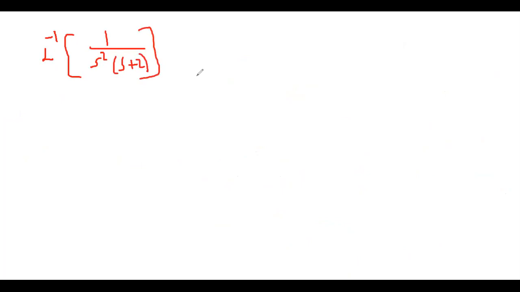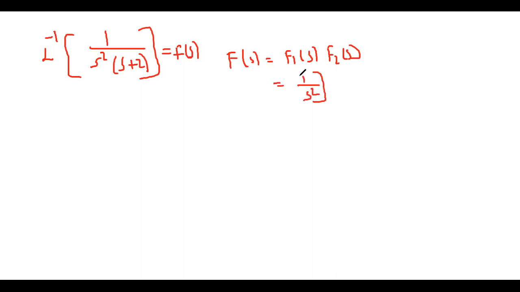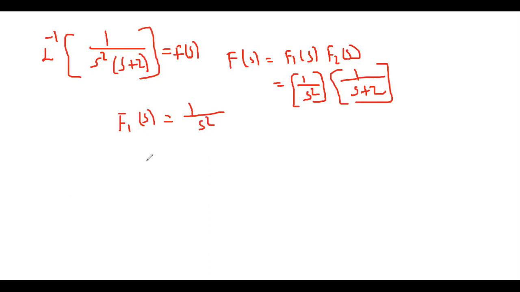Find the inverse Laplace transformation by using the convolution property. What is the convolution property? F of s is equal to the product of f1 of s and f2 of s. Let us say the given function is F of s, which you can assume as 1 by s square into 1 by s plus 2. F1 of s I am assuming is 1 by s square, and f2 of s is 1 by s plus 2.